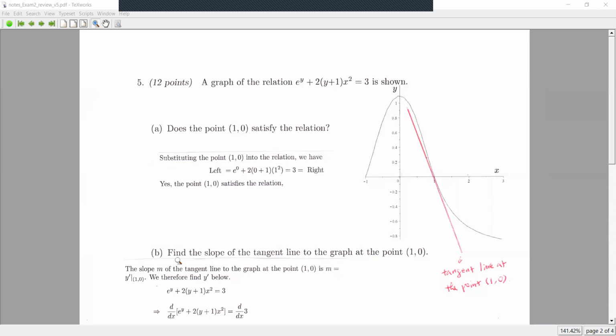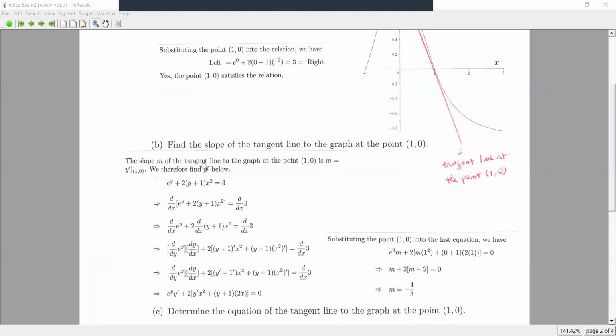Part B. Find the slope of the tangent line to the graph at the point (1, 0). From part A, the point (1, 0) is a point on the graph of this equation. At this point, there is a tangent line, and we need to find its slope. To find the slope of the tangent line, we need to compute the derivative y prime. After we get y prime, plug in the point (1, 0) to get the slope of the tangent line.